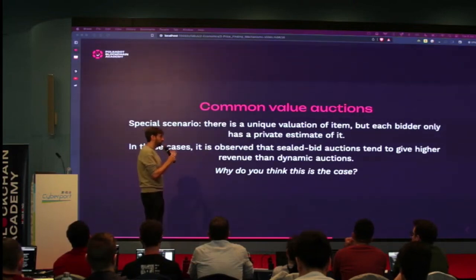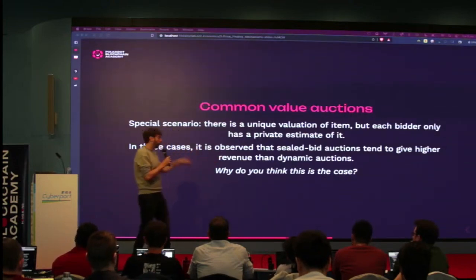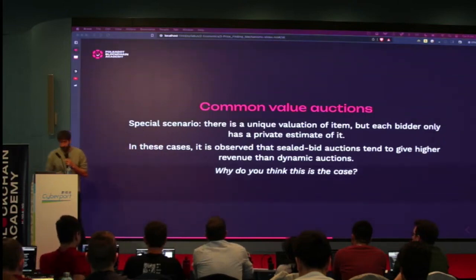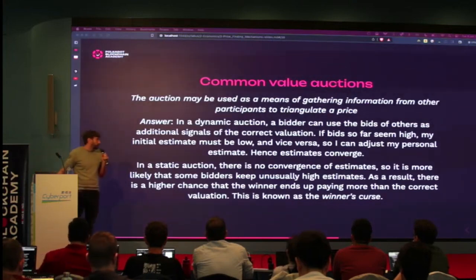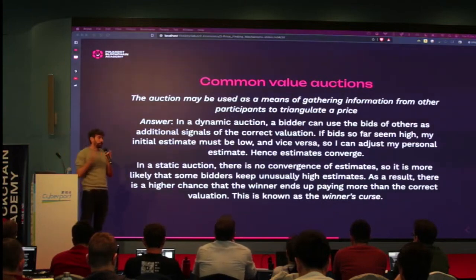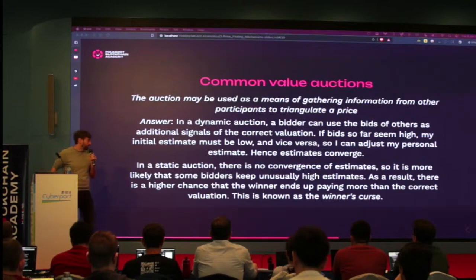Of course, you cannot do that in the sealed auction where you just write your number on an envelope and go. But in dynamic auctions, you can learn from the bids of others. A little bit more formally, there's no convergence of estimates. You cannot reduce the statistical noise in this situation.